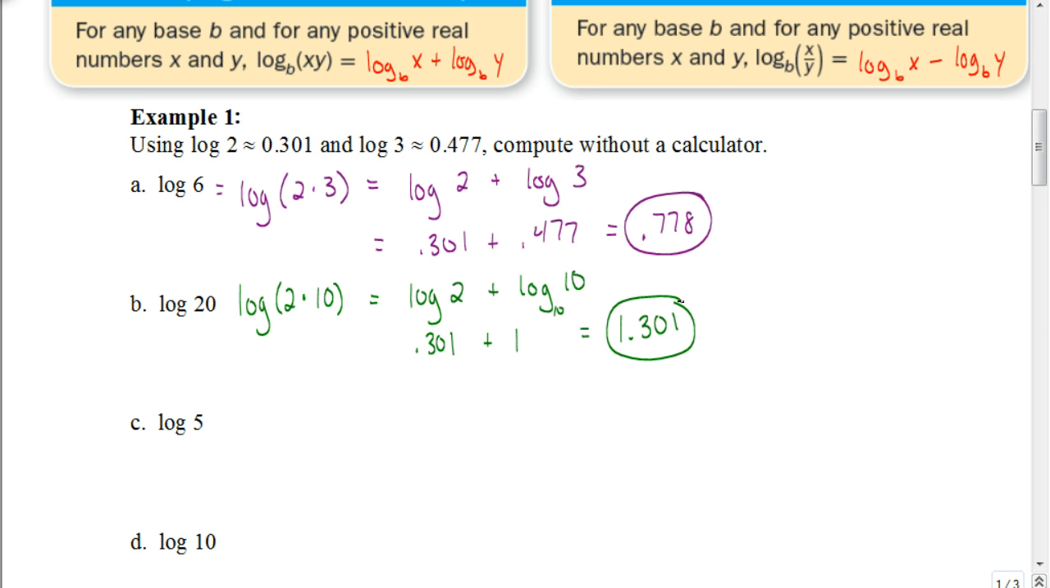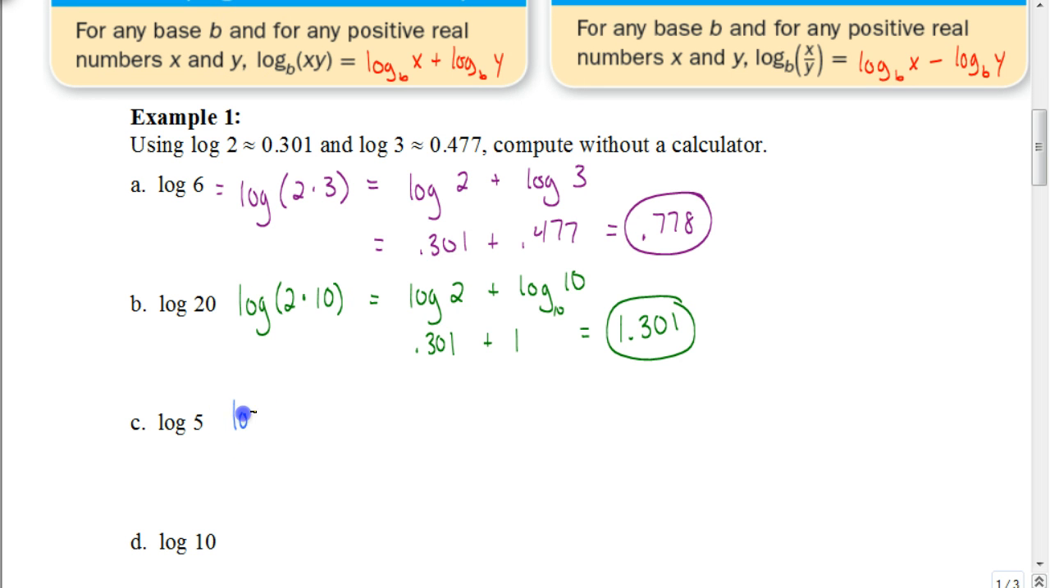Now the next one's a little bit trickier. How can we use 2 or 3 and get 5? Now you got to be careful. 2 plus 3 is 5, but that's not going to help us at all in trying to use any of these properties. So let me maybe just tell you what we would do in this one.